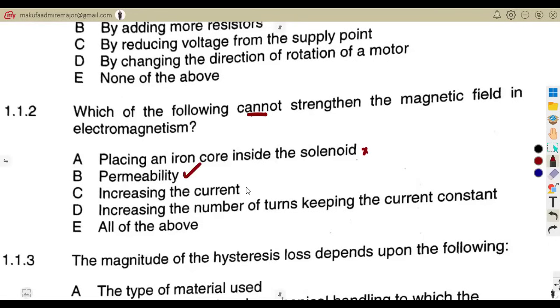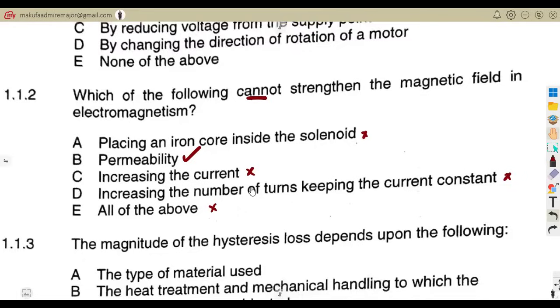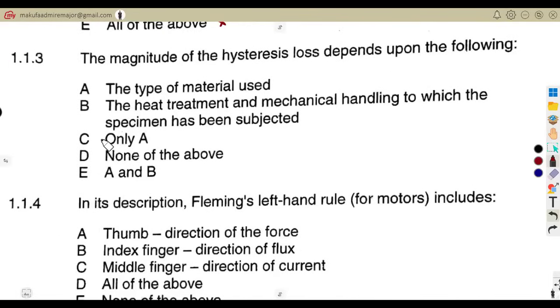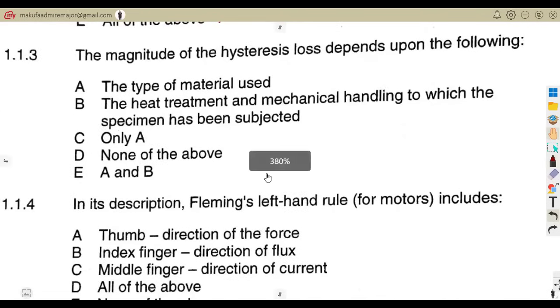Remember, let's look into the current. Increasing the current, no. Increasing the number of turns, keeping the current constant, no. All of the above is definitely not going to work, because permeability does not work with strength. It cannot strengthen. All these can strengthen the magnetic field, but only permeability cannot. Remember this in your magnetic field, guys. Make sure that you also go through your theory.